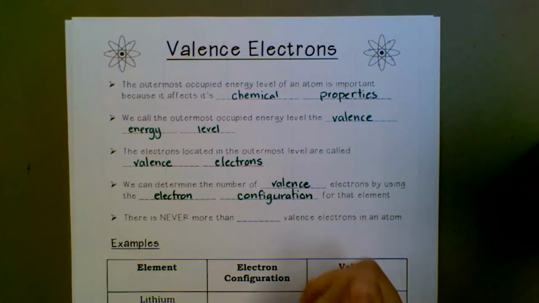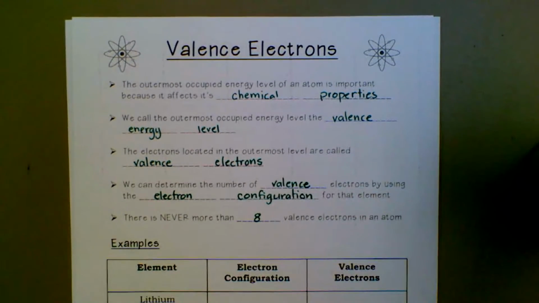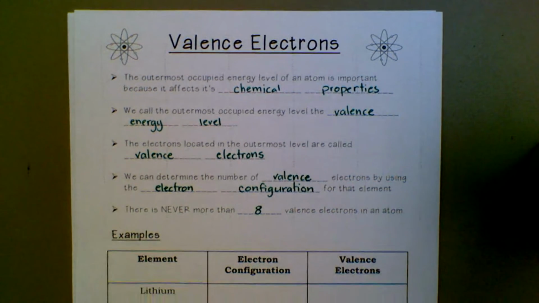There are never more than 8 available valence electrons. That gets complicated when we get into our higher level, our higher atomic numbers. But for us, there are never going to be more than 8 valence electrons in an atom.